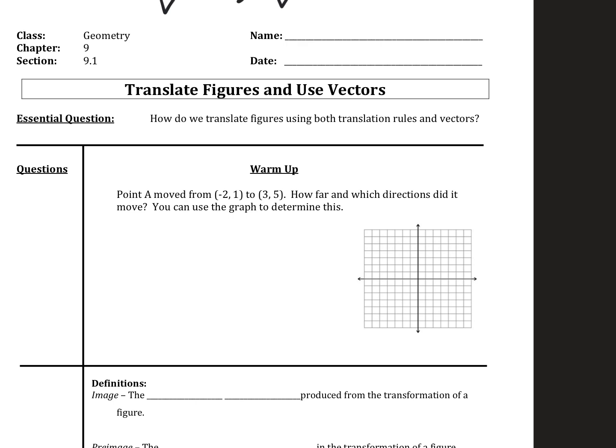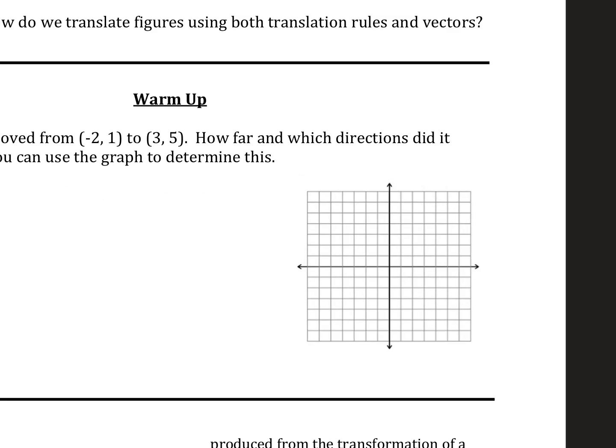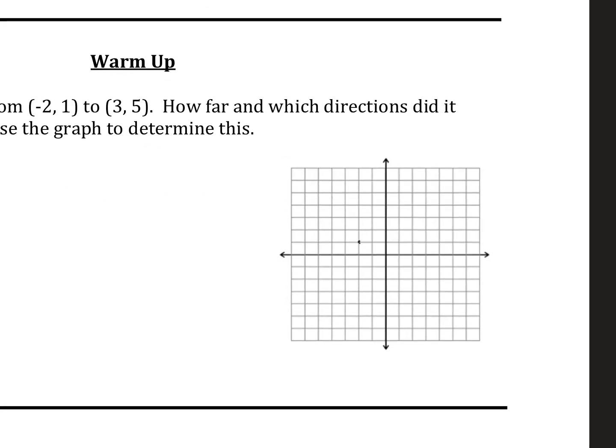All right, so point A was (-2, 1), so we go left 2, up 1. This is point A. The new point it went to was (3, 5): right 1, 2, 3, and up 1, 2, 3, 4, 5. I'm going to call this A prime. This little apostrophe is called prime, and that's going to be used in these kinds of things.